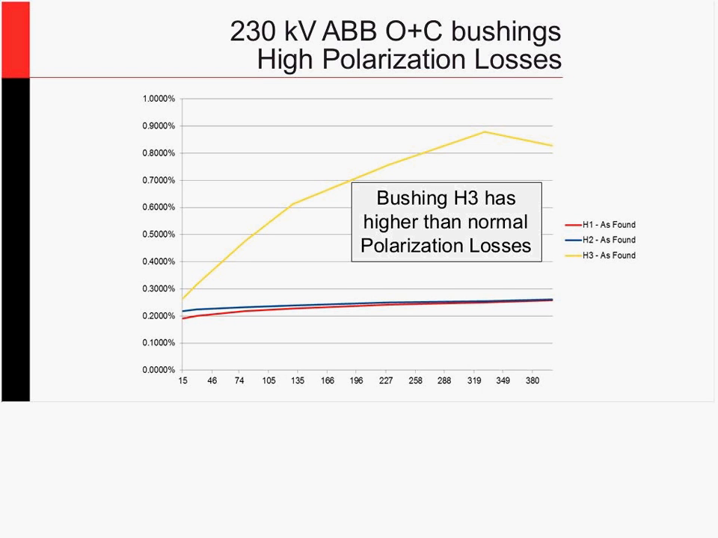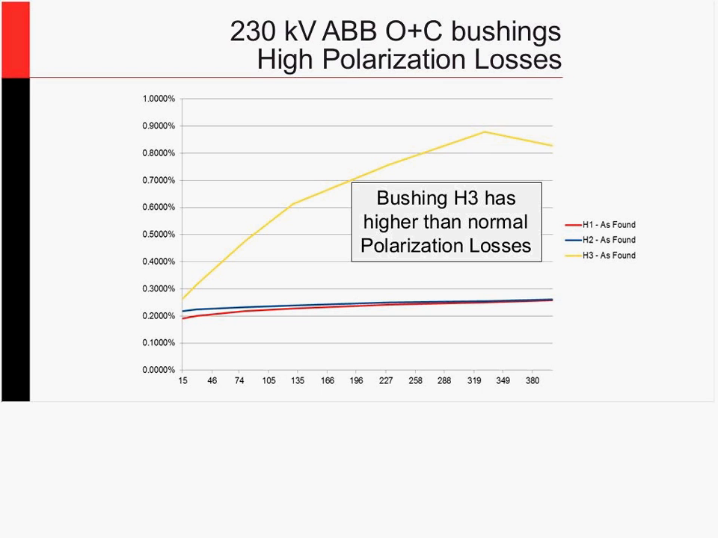And then I have one example here. You can do this on bushings and other insulation systems too. It's not just transformers that we're performing this measurement on. In fact, I really like narrowband DFR a lot on bushings. These were some 230 kV ABB OPLUS C bushings at an industrial site. And so when this tester tested these, the H1 and H2 bushings on this transformer had really nice results, kind of in line with one another.